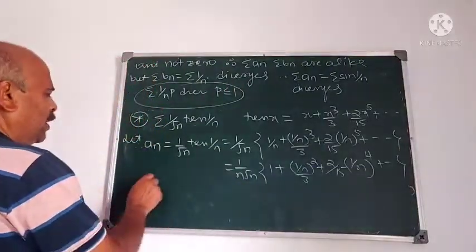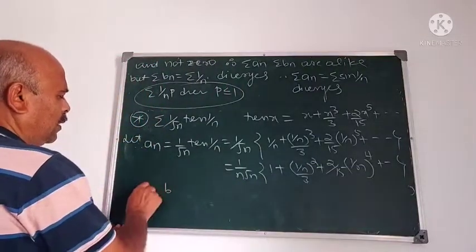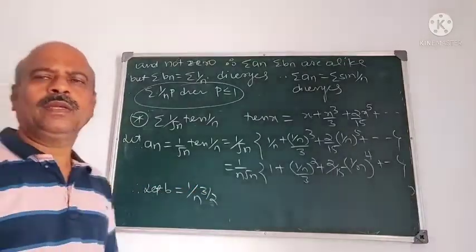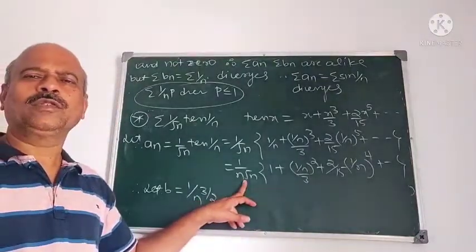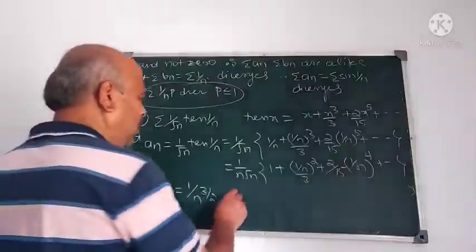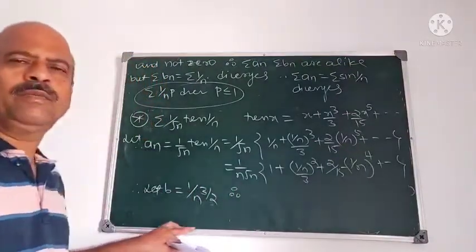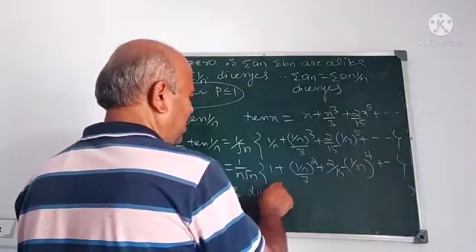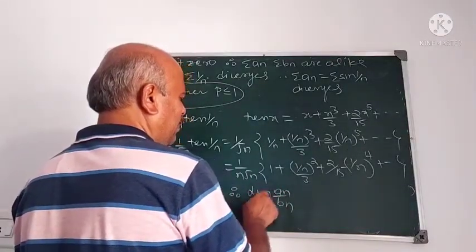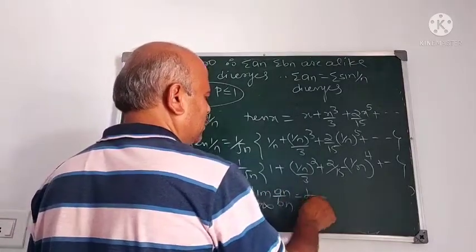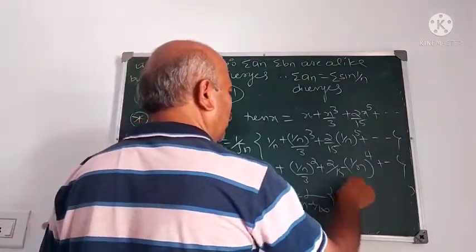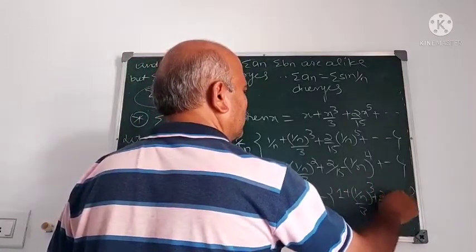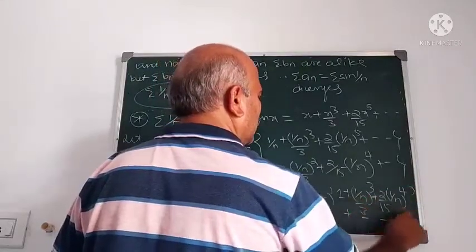Therefore, what is Bn to be taken? Let Bn be 1 upon n raised to 3 by 2. N root n means n raised to 1 plus half, n raised to 3 by 2. Now what is the next step in the procedure? We apply the comparison test. For that we calculate limit an by bn. This is called the practical comparison test. Limit n tends to infinity of an by bn is 1 plus 1 upon n square by 3 plus 2 by 15, 1 upon n raised to 4 plus so on, infinite terms are there.